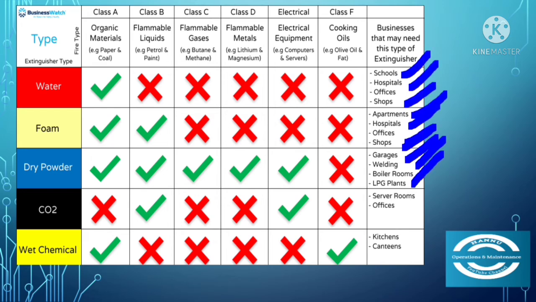Next one is the CO2 fire extinguisher. It's used in Class B and Class E fires. It's used in server rooms, offices. Next, wet chemical. Wet chemical is for Class A and Class F fires. It's used in kitchens and canteens.